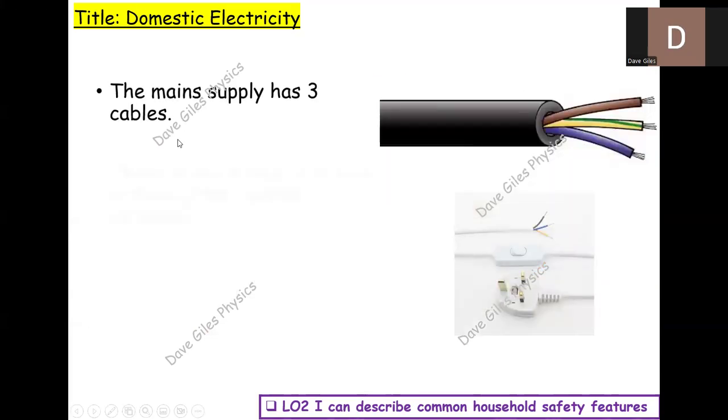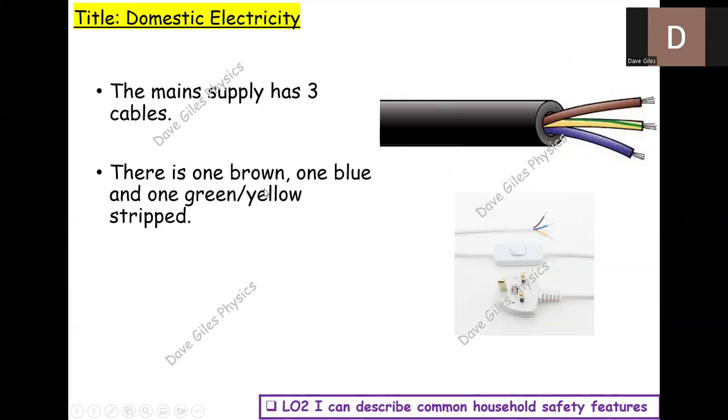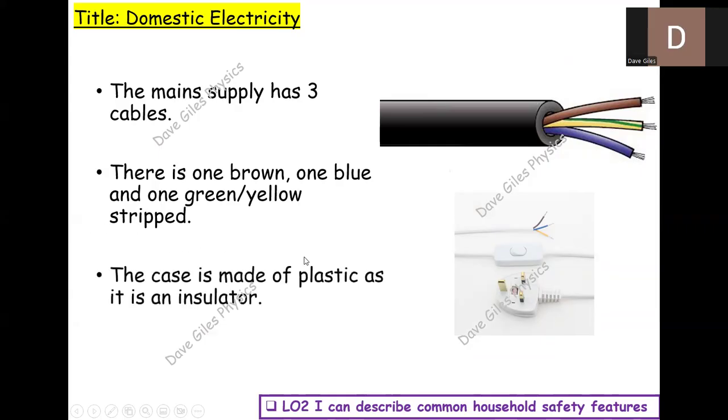So the main supply is 3 cables. There is 1 brown, 1 blue, and 1 green and yellow striped. Or stripped, as I've put there. I think I made a typo. So the case is made of a plastic as an insulator because you obviously don't want to touch the case and get electrocuted.